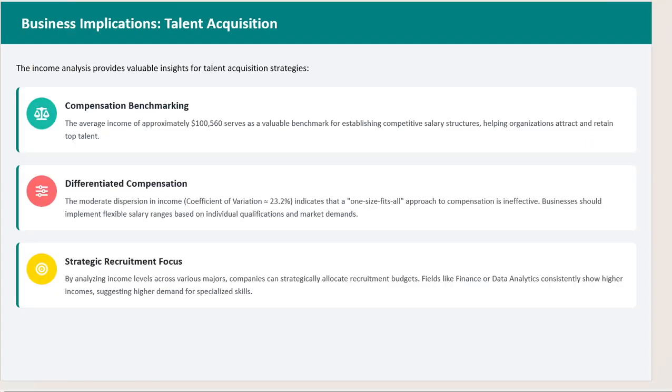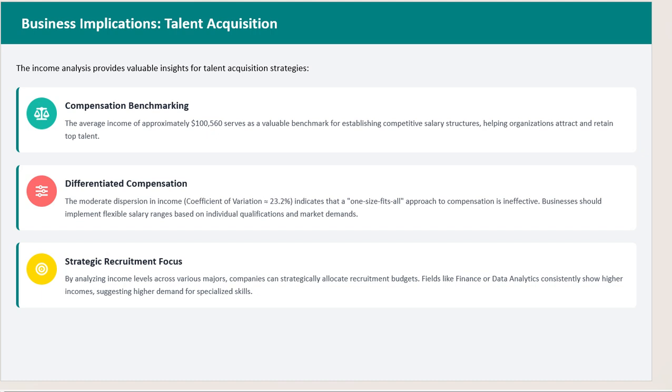So, some business implications could be drawn from this analysis. One example that I would mention here is talent acquisition. Based on the mean, at the average income, a company can set compensation benchmarking for establishing competitive salary structures, helping organizations attract and retain top talent.